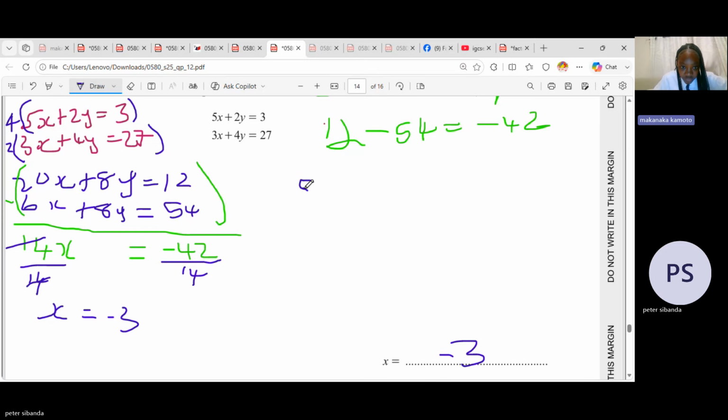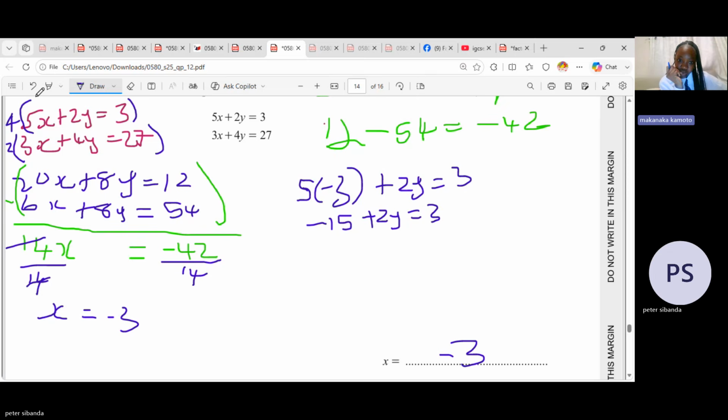Now it becomes 5 with negative 3 in brackets plus 2y is equal to 3. So that's negative 15 plus 2y is equal to 3.